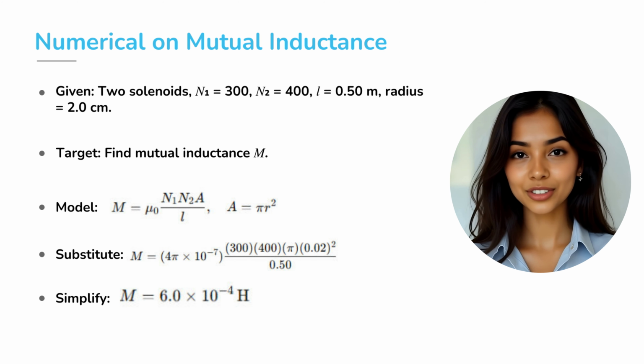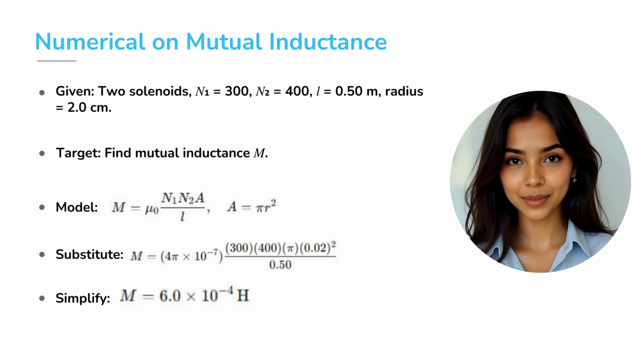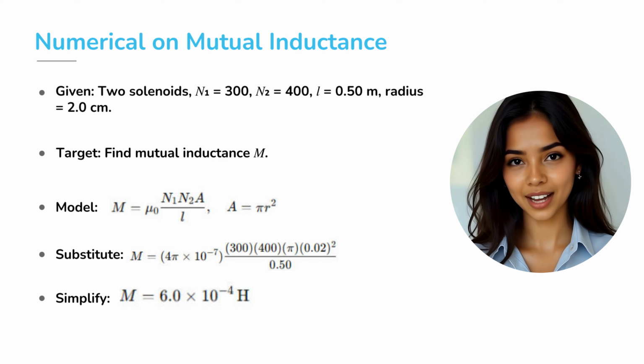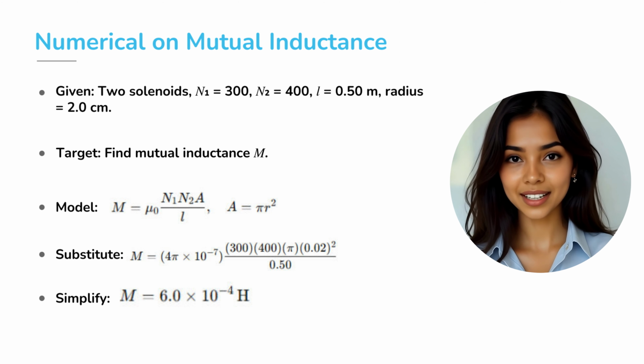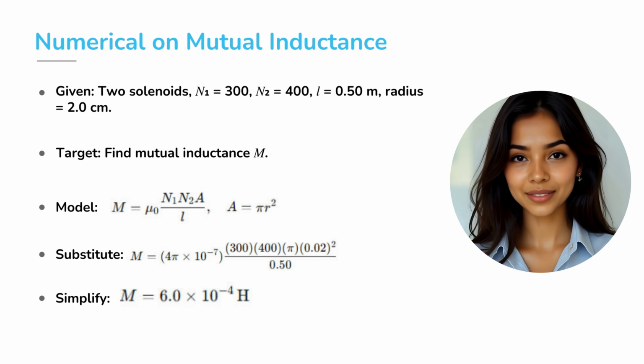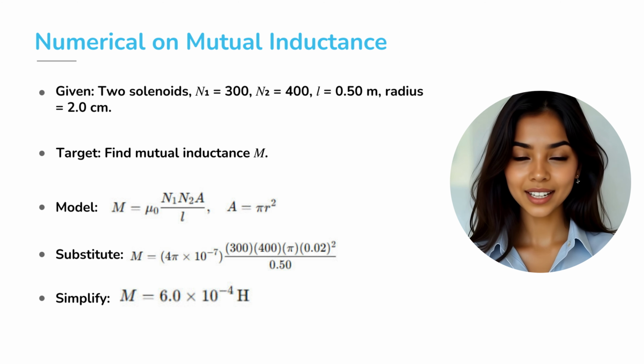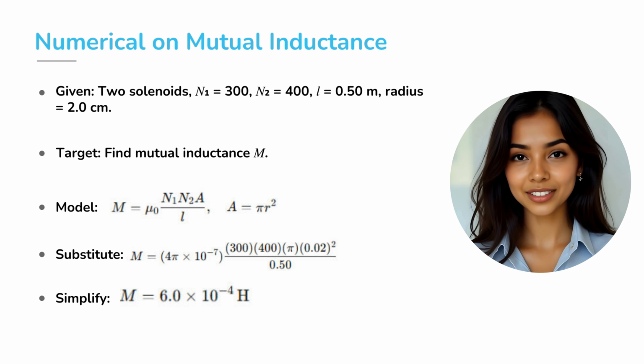Let's put numbers to the formula with a worked example. Suppose we have two solenoids. The first has 300 turns, the second has 400 turns. The common length is 0.50 meters and the radius is 2 centimeters. We are asked to calculate the mutual inductance.